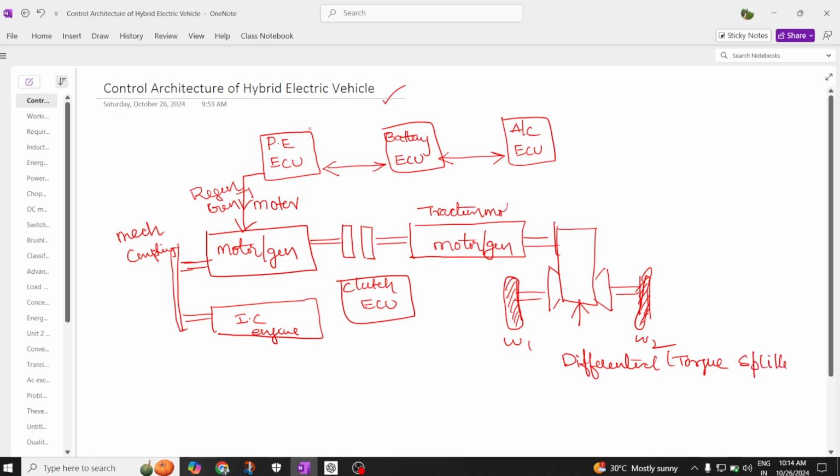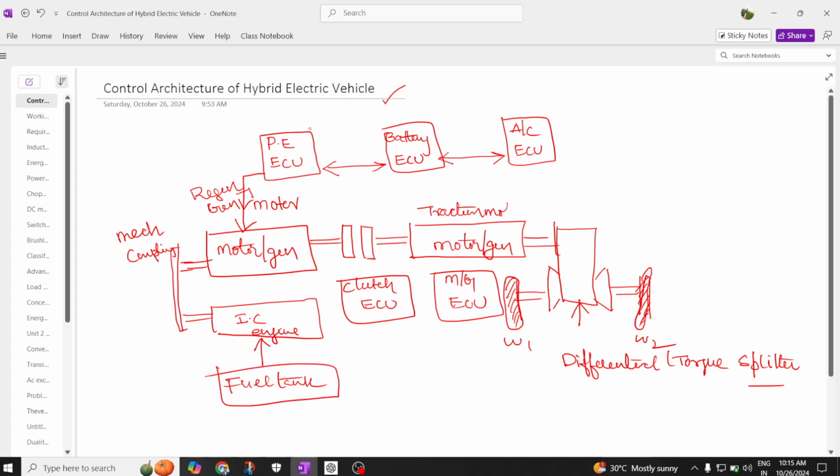So these are basically the parts of a hybrid electric vehicle. Here we have the clutch ECU. This acts like a motor in one mode, and it acts like a generator in the other. In order to control this hardware, we require an electronic control unit called the motor generator ECU, and this IC engine is connected to the fuel tank, where you can fill petrol or diesel.